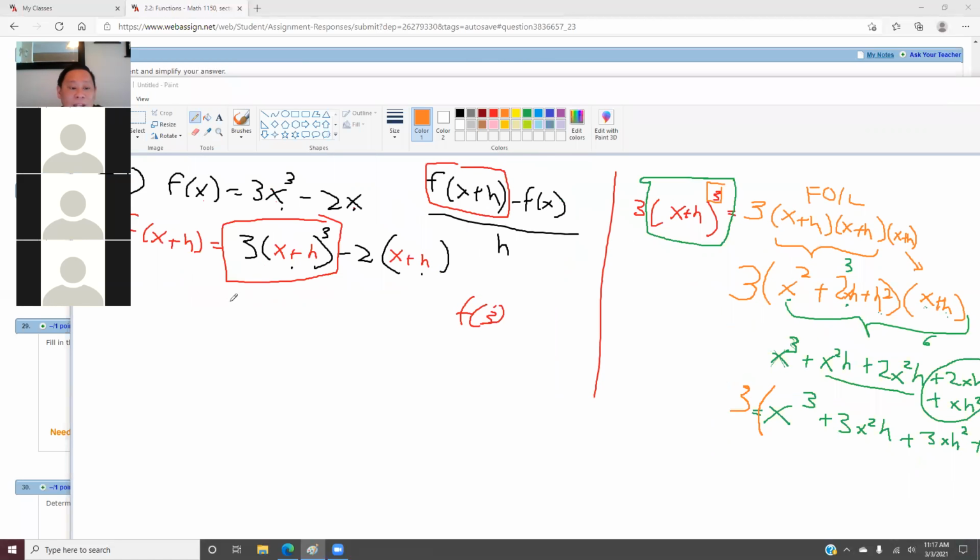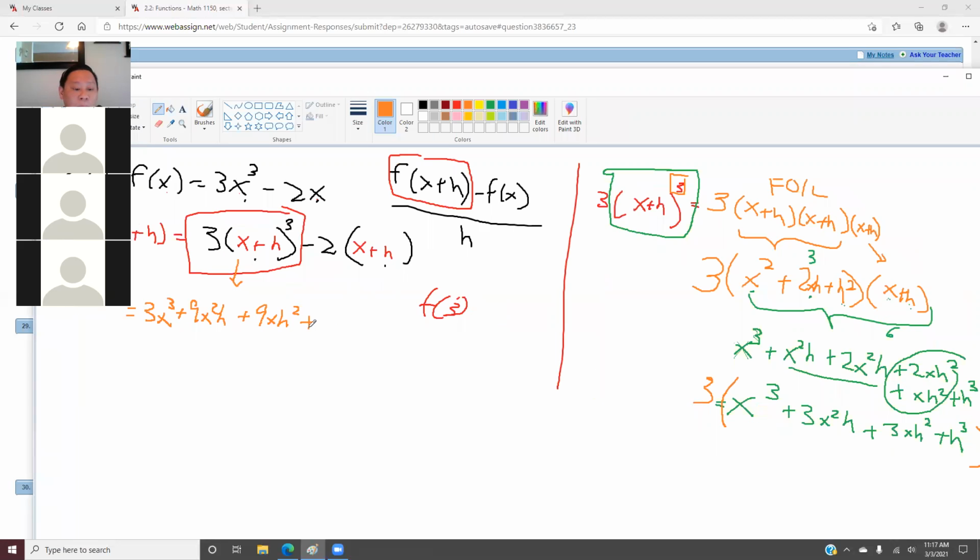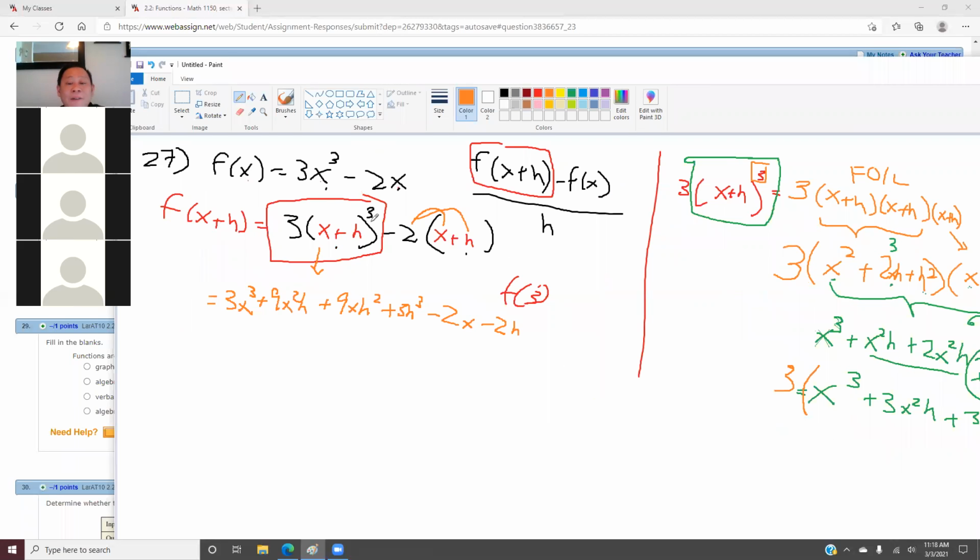What we're calculating here is just for this one, just a little piece of it. So this will give me 3x cubed plus 9x squared h, because I will multiply all this by 3, plus 9xh squared, and plus 3h cubed. Then this, I will distribute my negative 2 inside. So I get negative 2x minus 2h. So this is what the f of x plus h is.